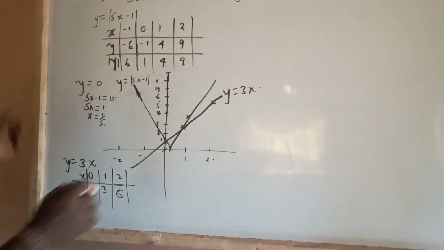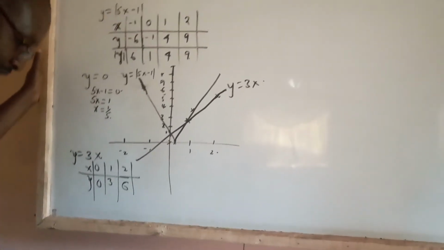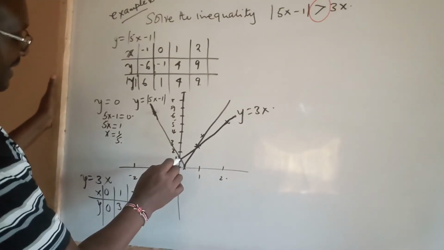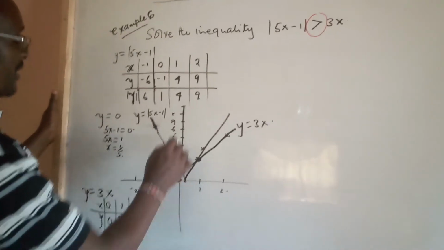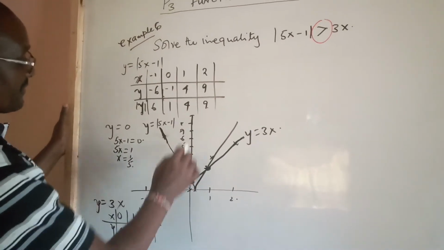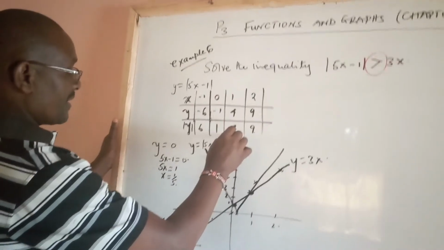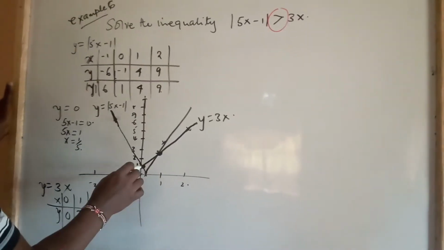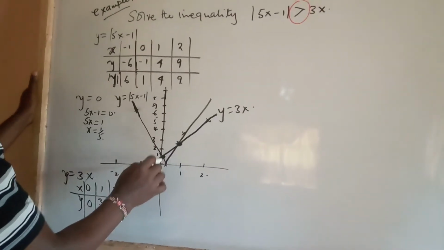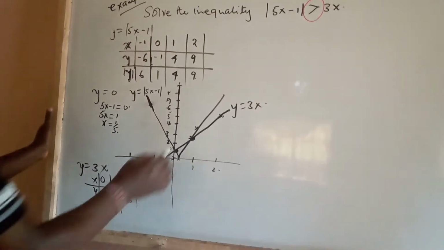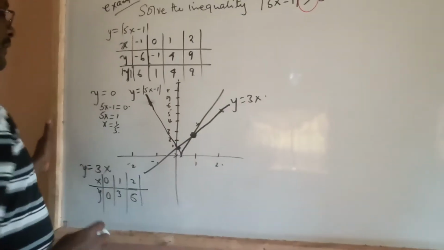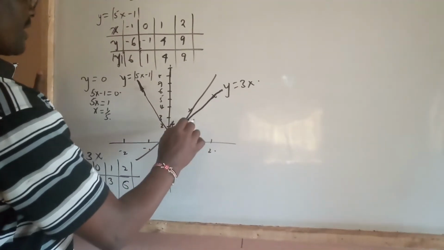You can already see that it cuts the other graph at 2 points, that is 1 point and another point. Our graph is not to scale, so this point does not suggest that it is along the y-axis. Calculations will show us where this point lies. But of course, we have point A and point B.